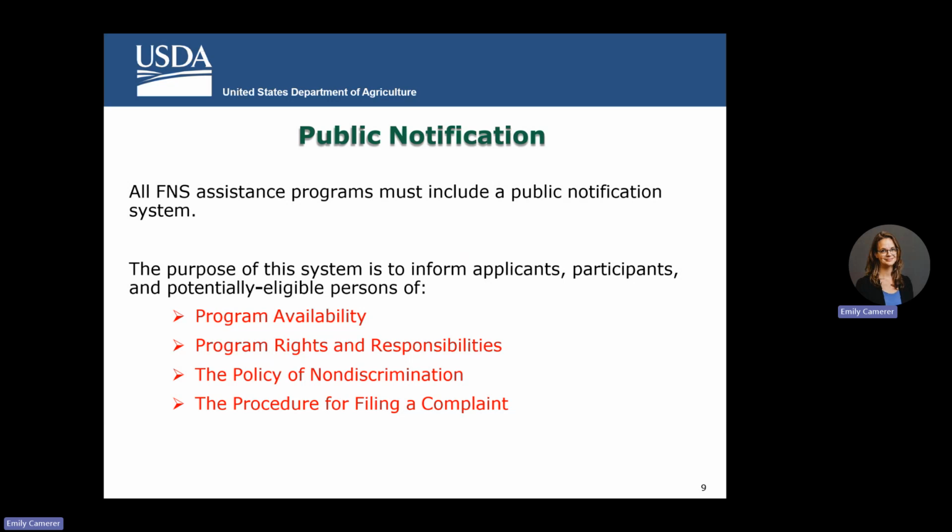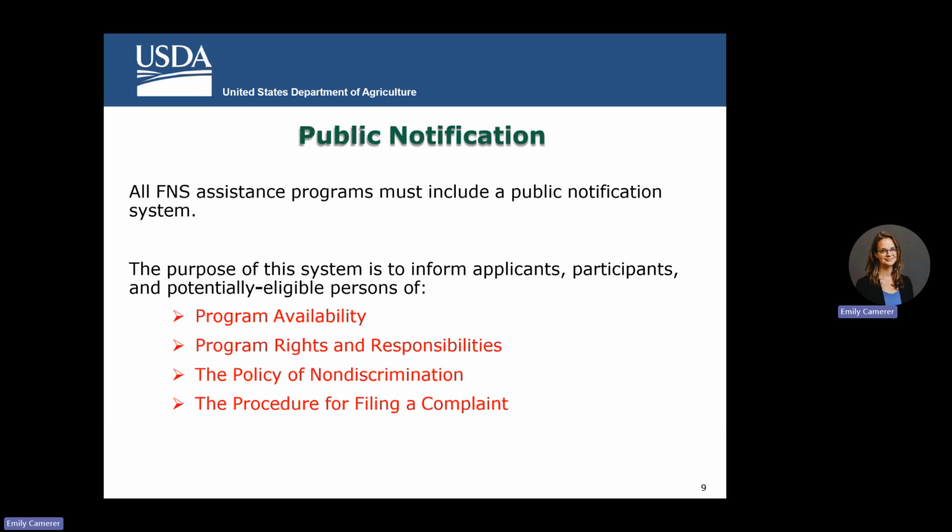Every FNS assistance program is required to implement a public notification system. This system plays a crucial role in ensuring that all stakeholders are informed and aware of their rights and responsibilities. The purpose of public notification systems is to ensure program availability, which means that individuals need to know when and how they can access the programs available to them.